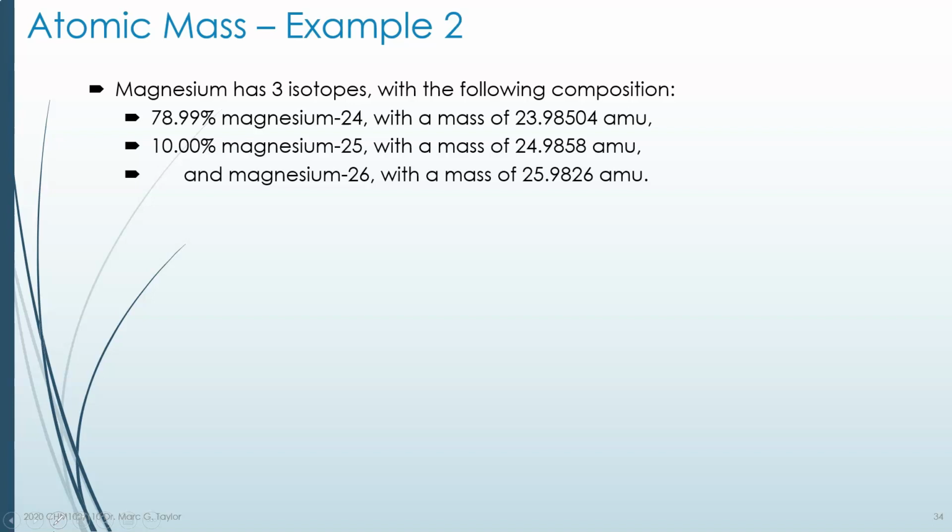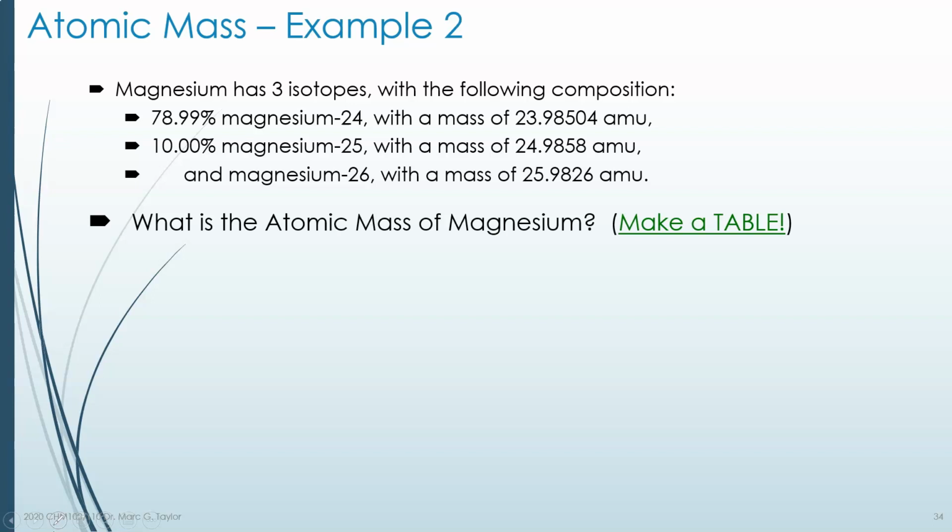Now, we're not going to use the numbers 24, 25, 26. Those are just the names of the isotopes. We use the actual AMU, the actual number of Daltons, the actual isotopic mass. We have a missing percentage. We're going to have to figure that out. Now, you can do the formula that I just showed you on the last slide, but I highly recommend when somebody asks you what's the atomic mass of something that has multiple isotopes, make a table.